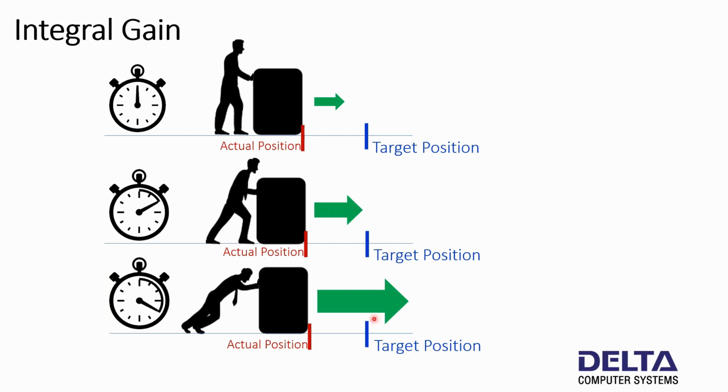The integral gain is really good for making up little teeny small differences, because if you have a small difference, the proportional gain will only give you a small value. But if you have a small difference, the integral gain will eventually give you a large value to make that up.